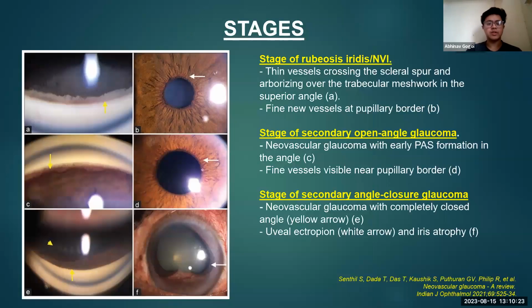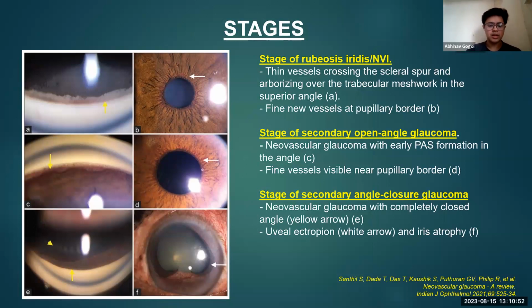Now, according to the stages, we can give the treatment modality. Stage of rubeosis iridis, in which the neovascularization is present in the iris, which we can see in image A. Stage of secondary open angle glaucoma, in which the neovascularization is in the angle, but is still not obscuring the angle. We can see another image in image B. Stage of secondary angle closure glaucoma, in which the angle is completely obscured by the fibrovascular membrane, which contracts.